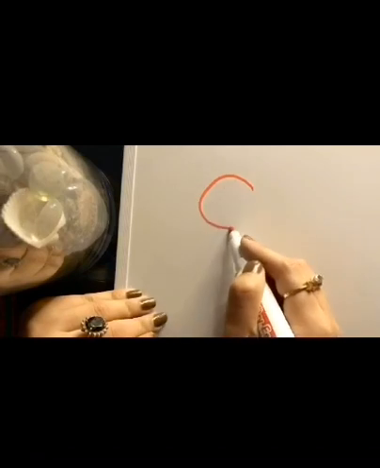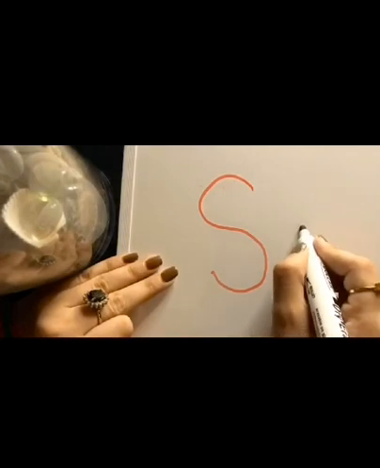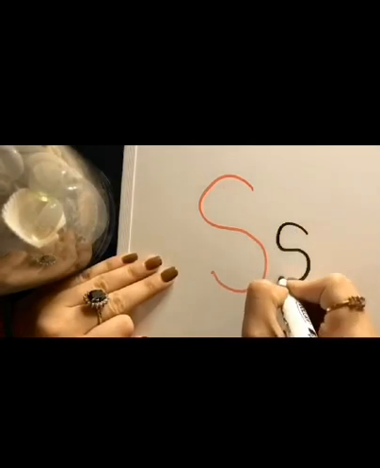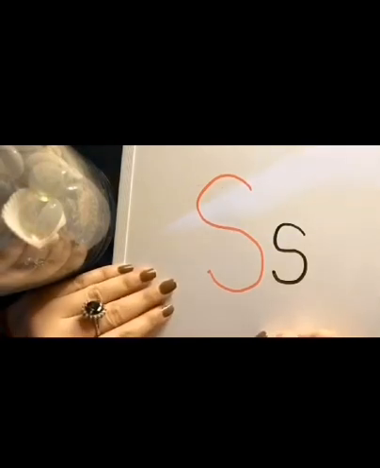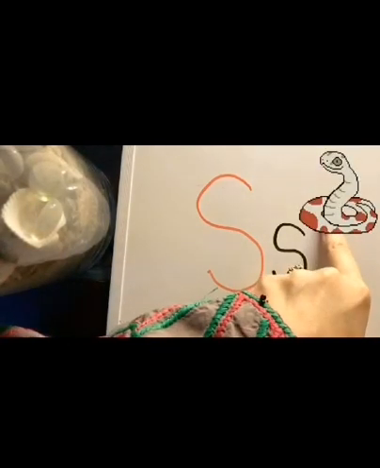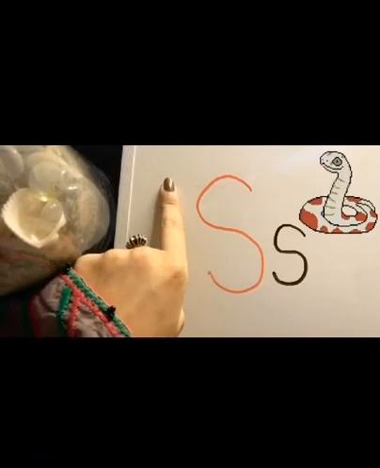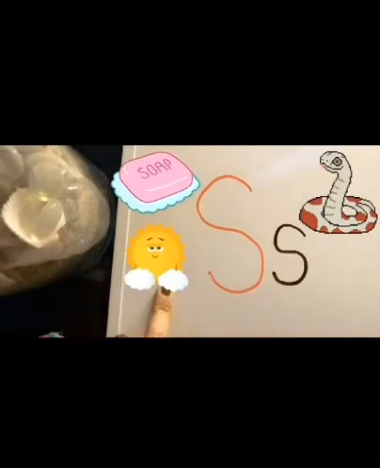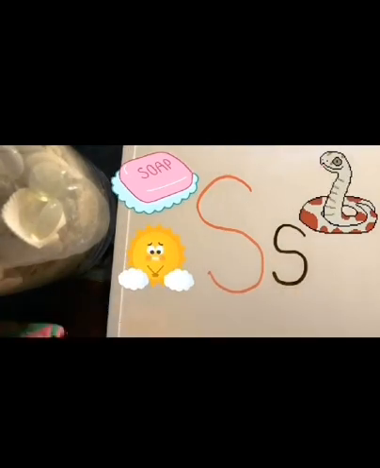The next sound is S. The letter is S and the sound is S. Let's say again. S. This is how the snake does. Let's see what begins with S. S for snake. S for soap. Oh wow. S for sun. Such a cute sun it is. S for sun. Let's say again.